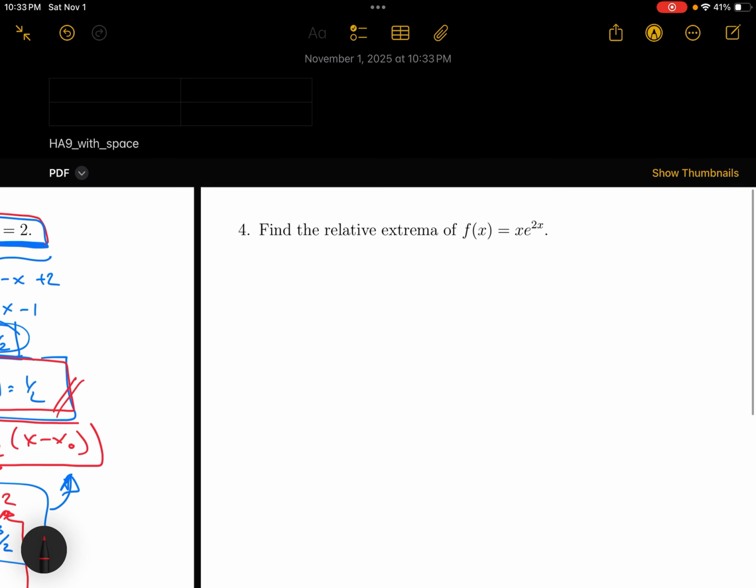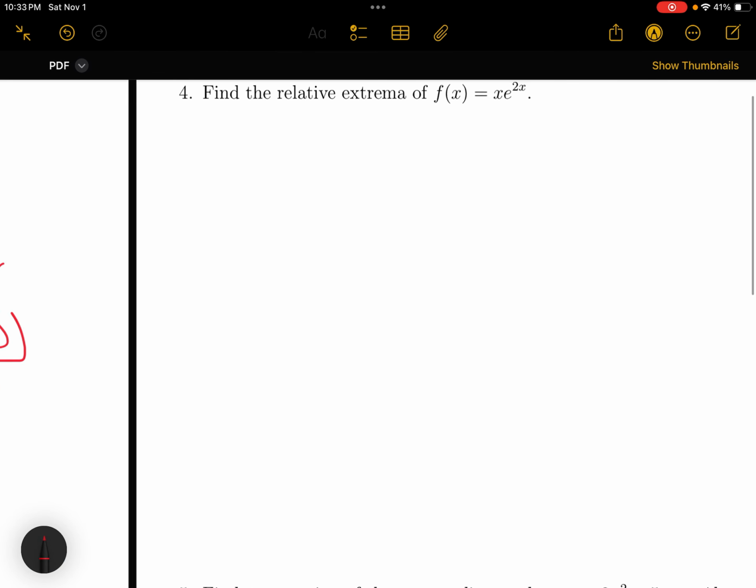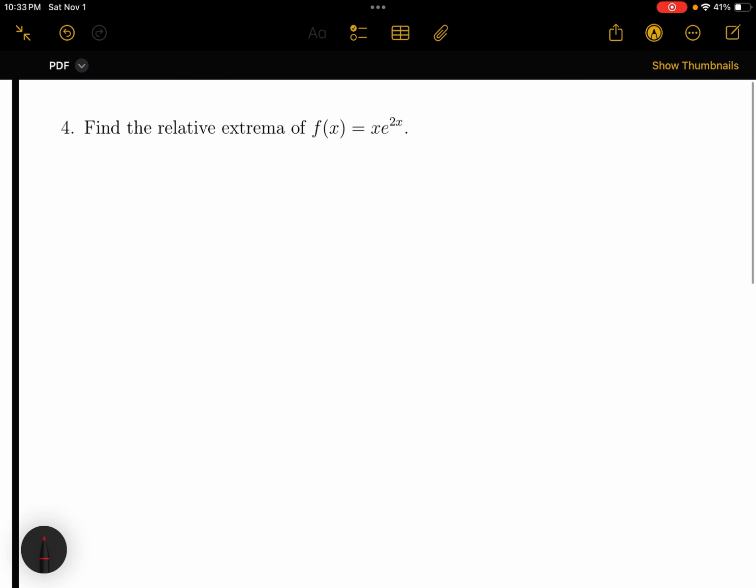Okay, moving on to the next problem. Problem number 4, find the relative extrema. Here we're going to use the first derivative test. In order to do so, I have to find the critical numbers. In order to find the critical numbers, I have to find f prime.